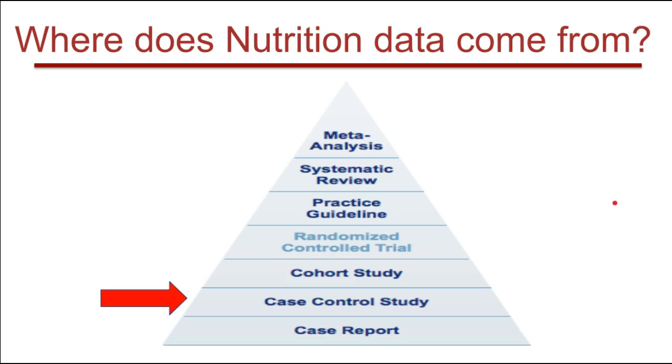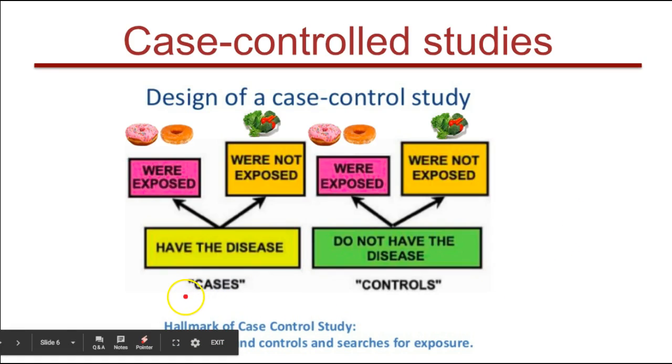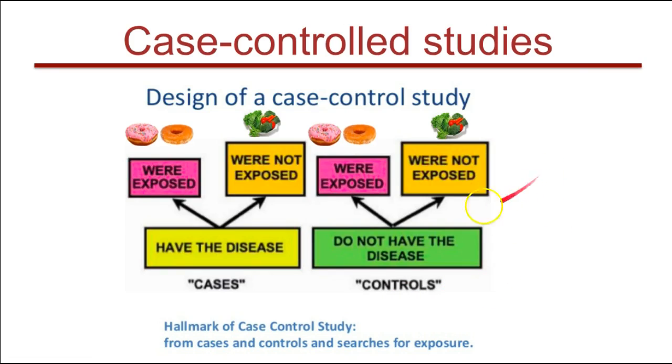Next, we're talking about case-controlled studies. What's a case-controlled study? In a case-controlled study, you take people that have disease, these are called cases, and you compare them to randomly selected controls. These are people who do not have the disease. Then you look to see, were they exposed? In this case, I've decided to make the exposure these delicious looking donuts. Were the diseased patients exposed to donuts, or were they not exposed to donuts?